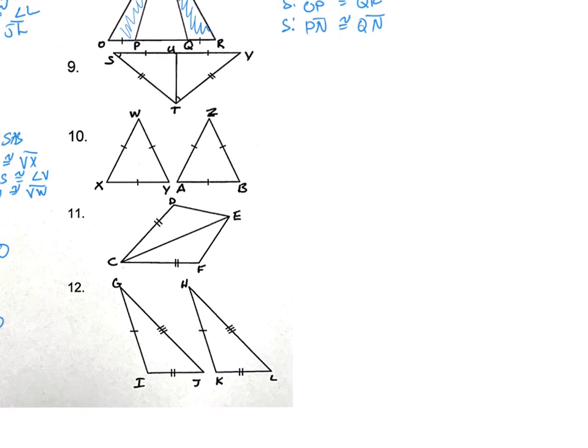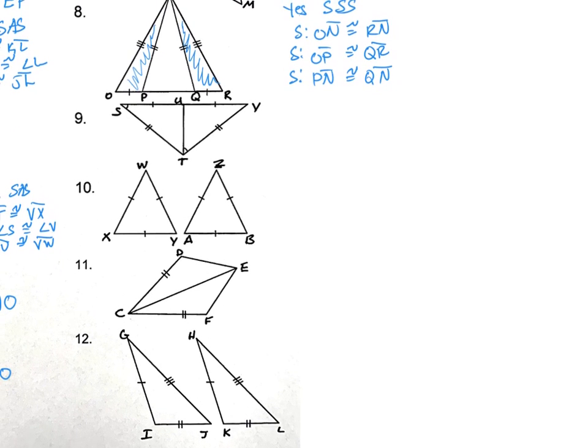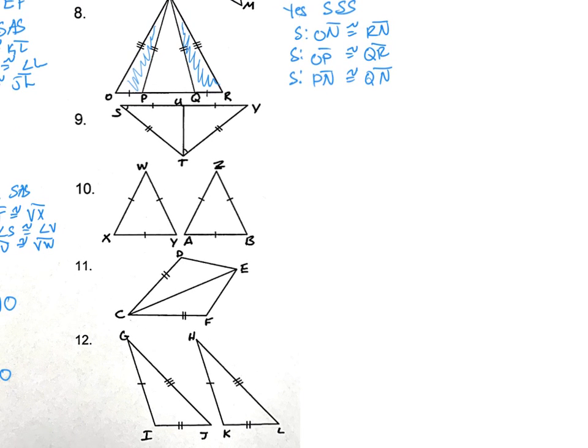Okay, going on to number 9. I got 2 sides and an angle, but they're not in between the 2. However, using reflexive property, I can say that that middle side is congruent to itself. So this is actually a yes. This angle here is not in between the 2, so I can't use side, angle, side, but I can use side, side, side here.